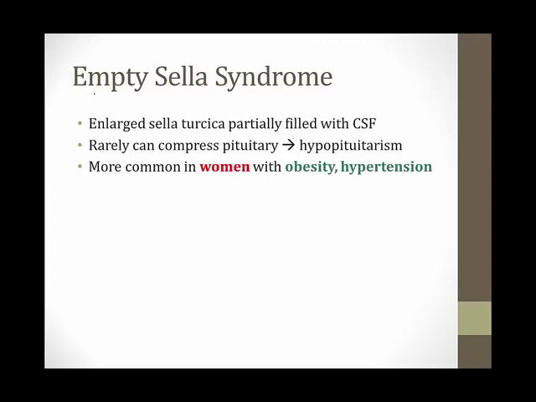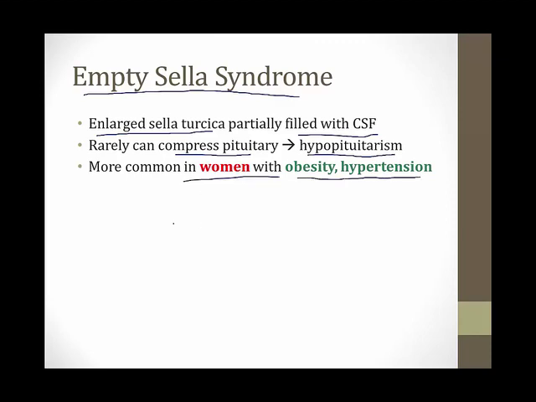Another cause of hypopituitarism is called the empty sella syndrome. In this syndrome, there is an enlarged sella turcica seen on imaging that is partially filled with CSF. It's called empty because the CSF appears clear on imaging, and thus the sella turcica looks empty. Rarely the CSF can compress the pituitary gland and cause hypopituitarism. This is a very rare syndrome, but it's more common in women who are obese and have hypertension.